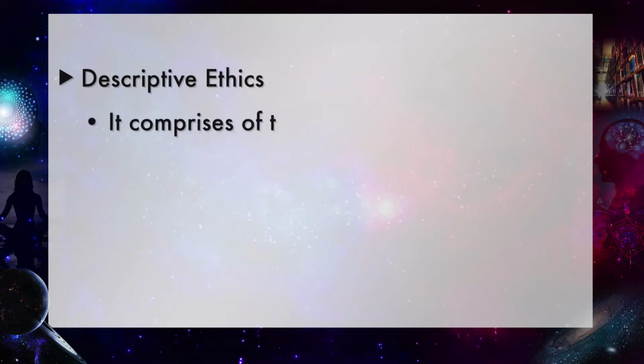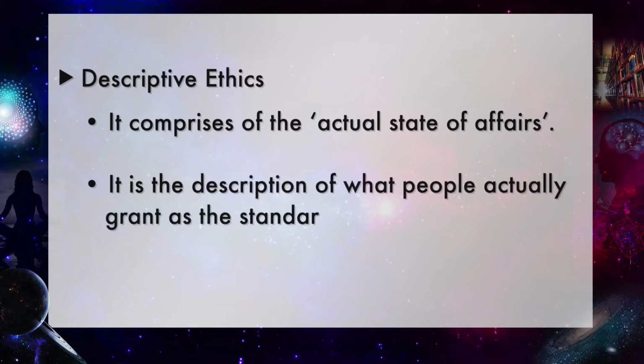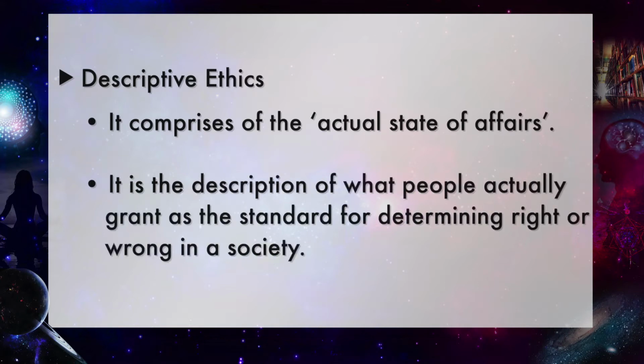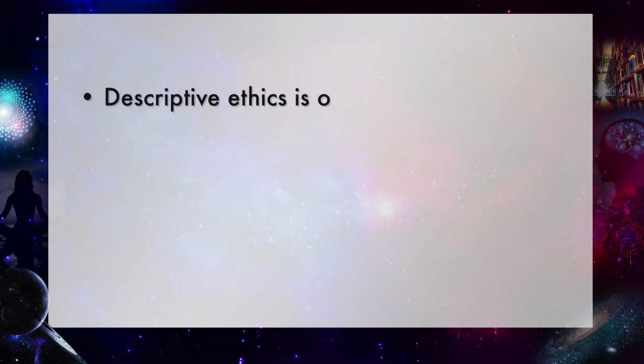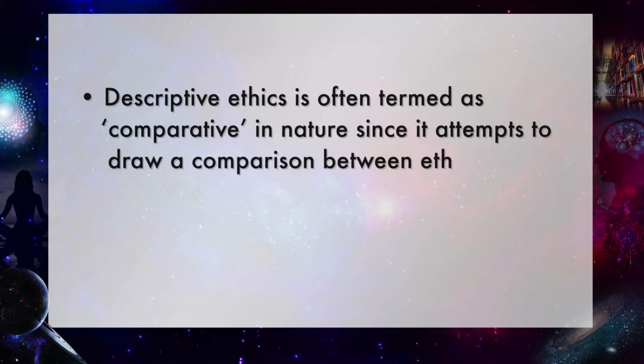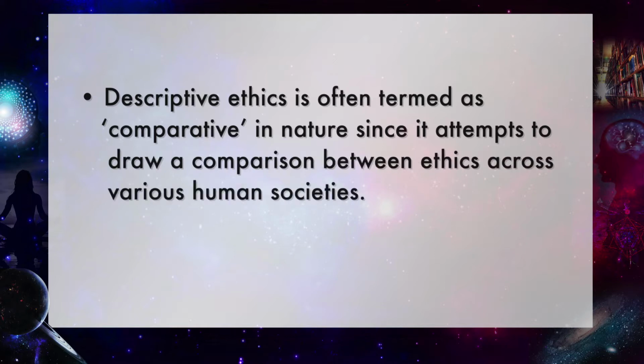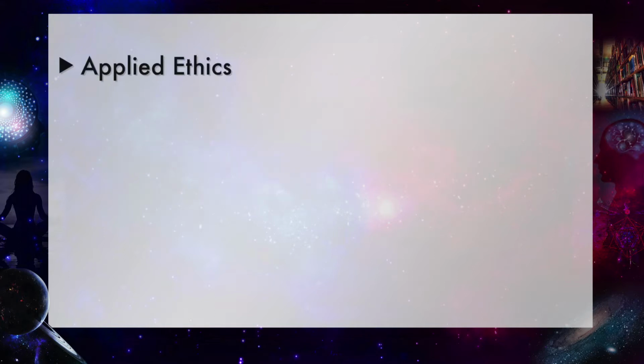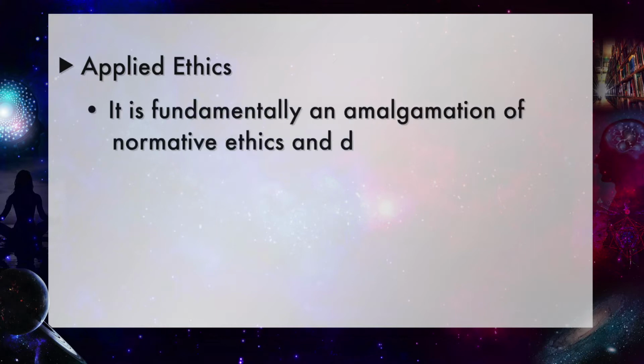It comprises of the actual state of affairs. It is a description of what people actually grant as the standard for determining right or wrong in a society. Descriptive ethics is often termed as comparative in nature since it attempts to draw a comparison between ethics across various human societies.